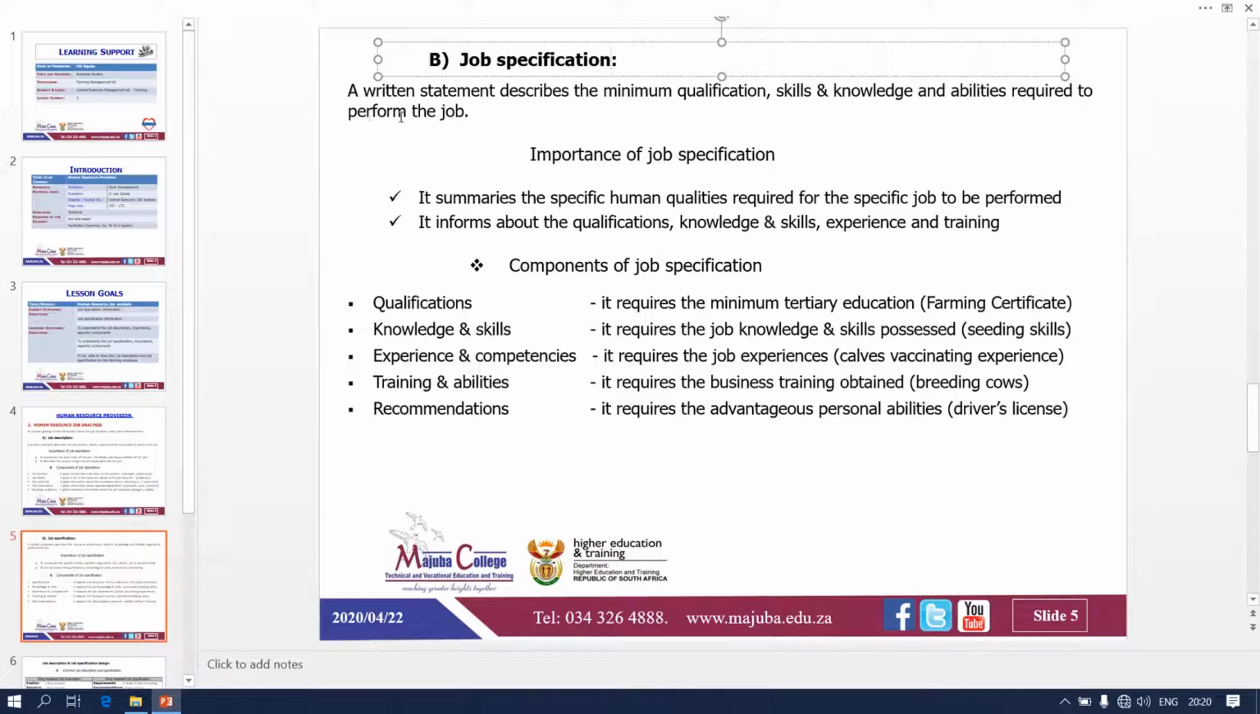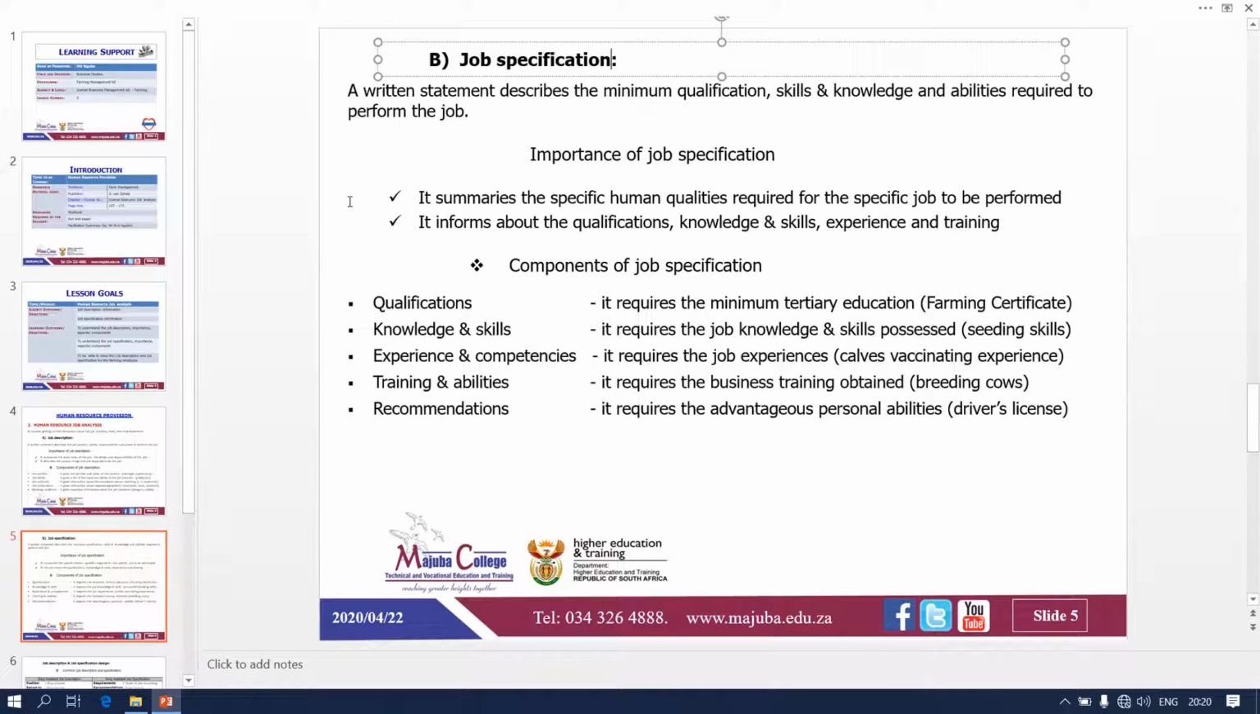Now, job specification. It's a written statement describing the minimum qualification, skills and knowledge and abilities required to perform the job. So now, this is where you're looking at the individual. Remember the first one, description. This is what the business wants. Specification. This is what you must have. So remember when you are looking at the job description, it describes the job. And then specification for you to come and specify, I need, is it a male or a female?